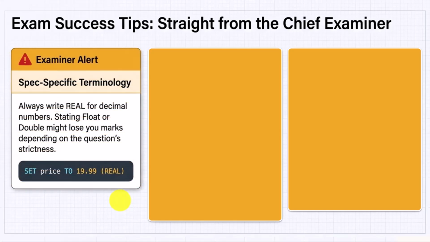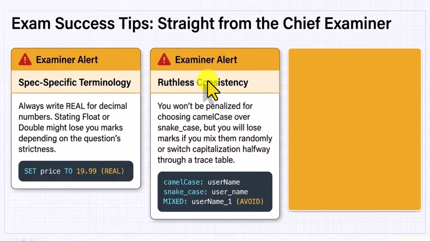The first one is specific terminologies. Always write real for decimal numbers. Stating float or double might lose you marks depending on the question's strictness. So when you are told to write pseudocode, you have to follow the rules of pseudocode. Set price to 19.99, and that is just real. So use that.